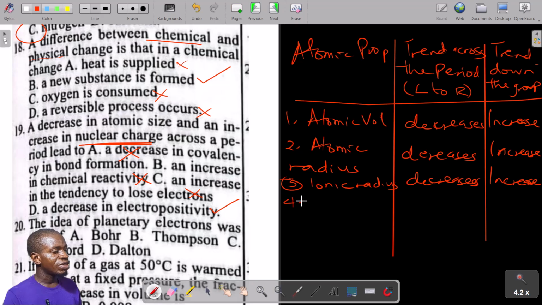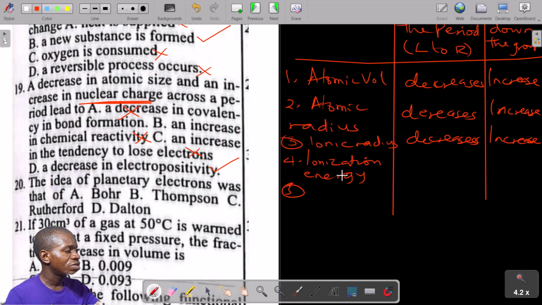Then aside from that, what again am I going to have now? I have ionization energy. From this ionization energy, this is your IEEE. I always use the word IEEE to remember it. So I is your ionization energy. That's number 4. Then number 5, I will tell you what is going to happen here, but let me write it out first before I explain.